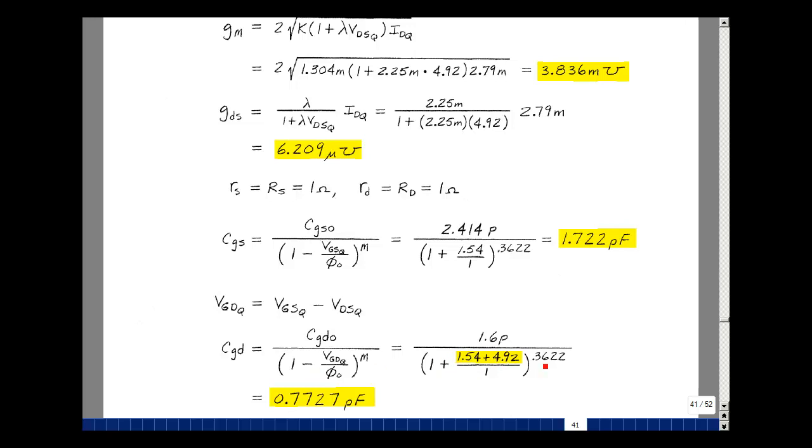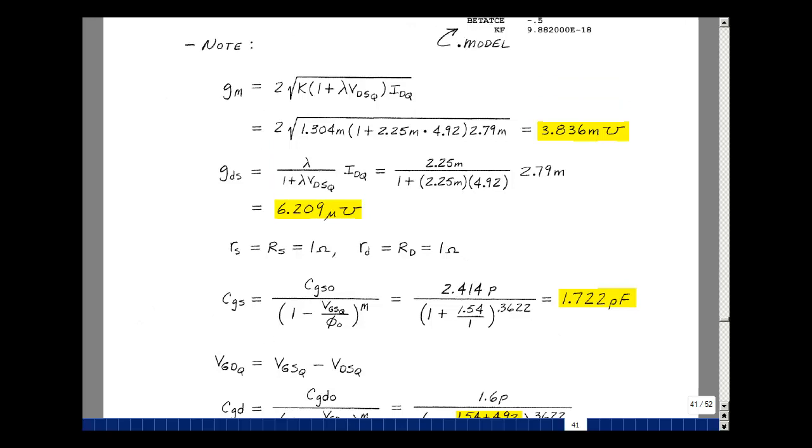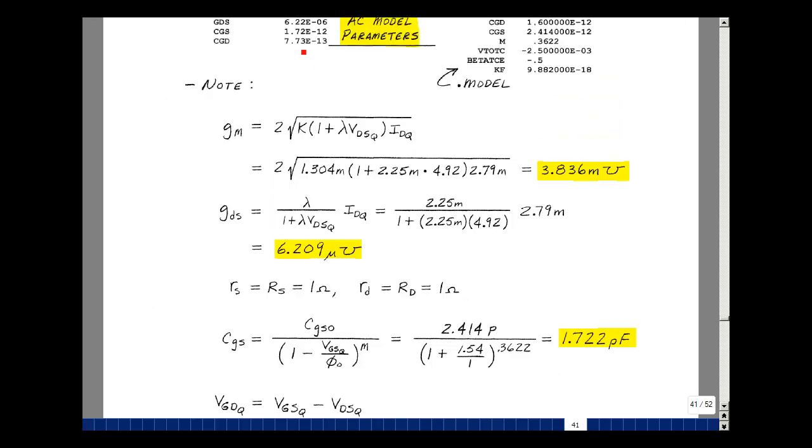We get M was 0.3622. And the value for this, if you look up on top, was 1.6 picofarads. And that gives me 0.7727 picofarads. And let's see what we get here in the Spice calculation. We get 0.773 picofarads. So again, pretty much the same number.